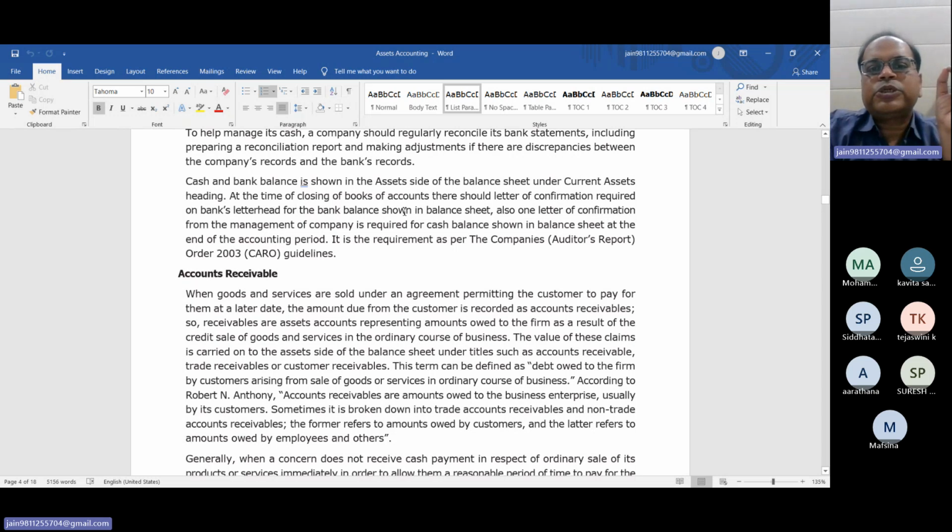At the time of closing of the books of account, a letter of confirmation is required on the bank letterhead for the bank balance shown in the balance sheet.